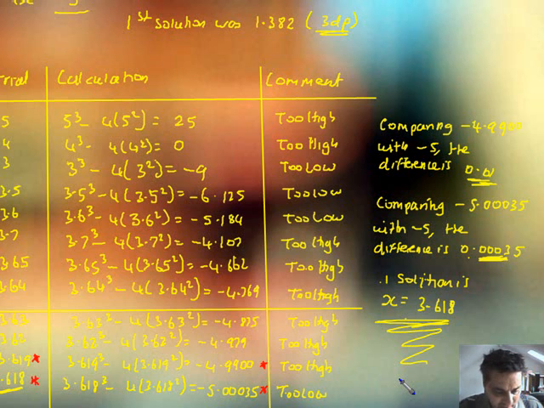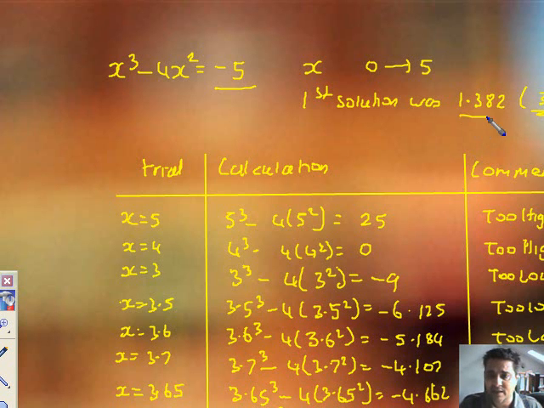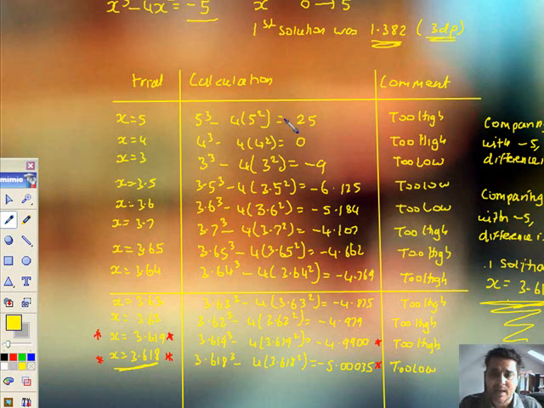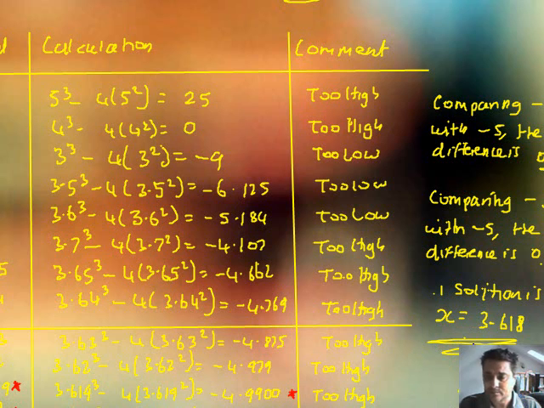So I'm going to stop now, and that's that second video done. That's all for one question. This was question 6. The previous video was question 6, finding one solution, and as you can see, that answer was 1.382, and this procedure was to find the second solution, which is 3.618.